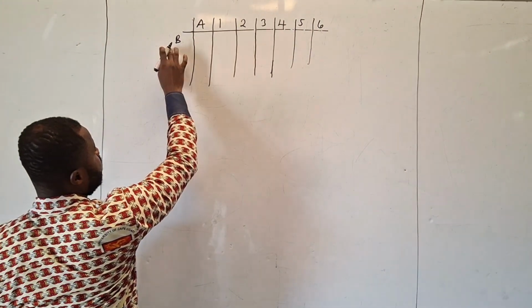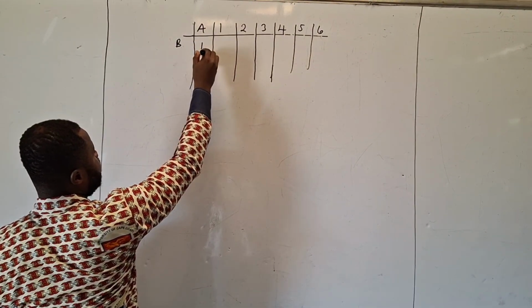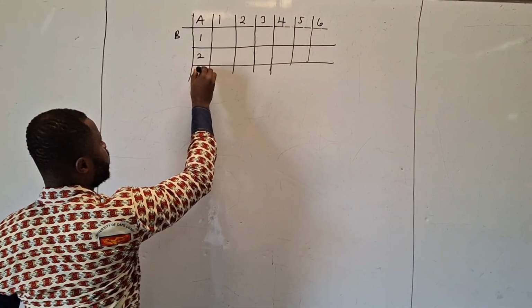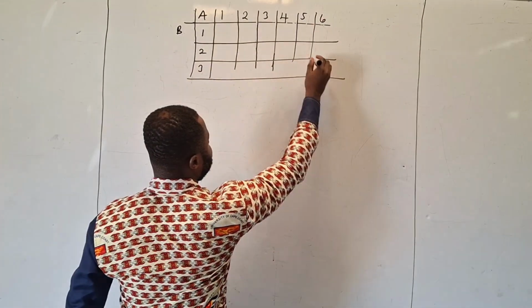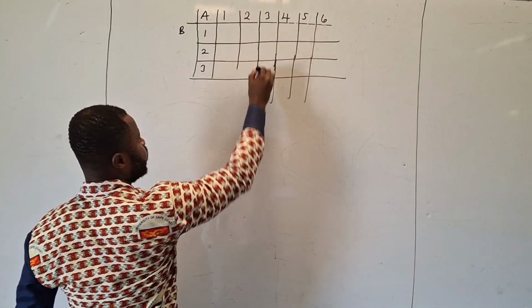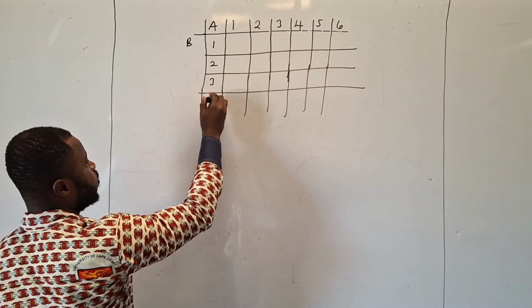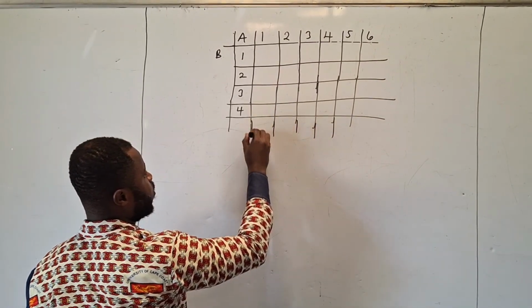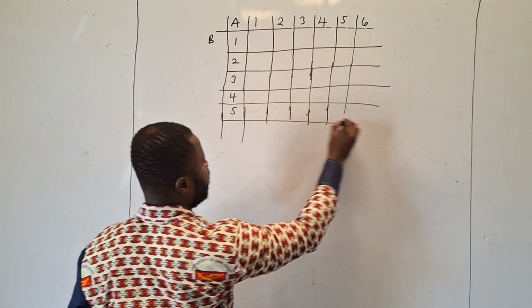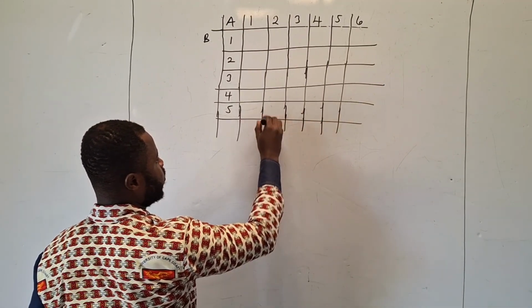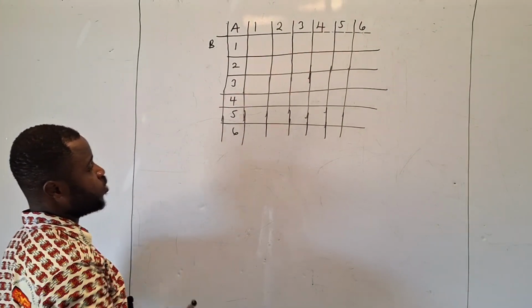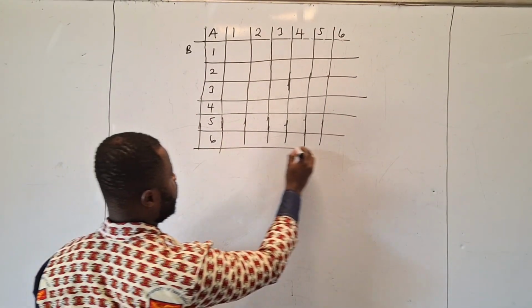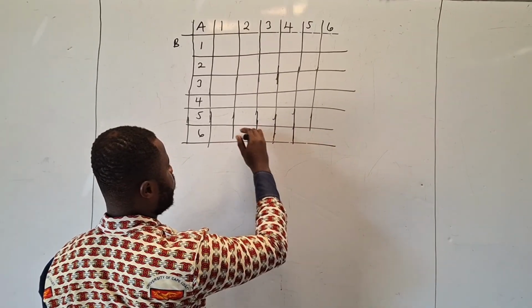Then die B will have 1, 2, 3, 4, 5, and 6 as well. So die A has 1 to 6, then die B will also have 1 to 6.